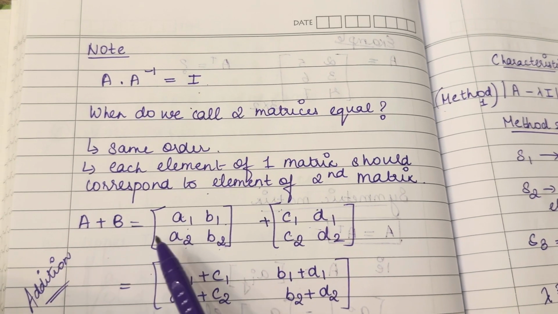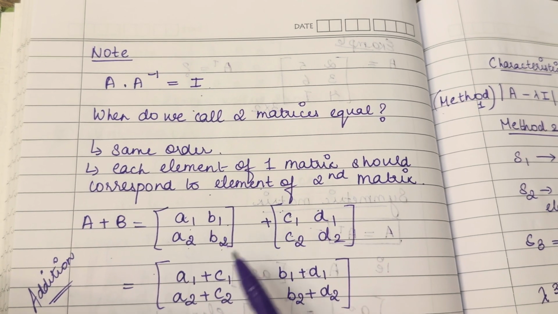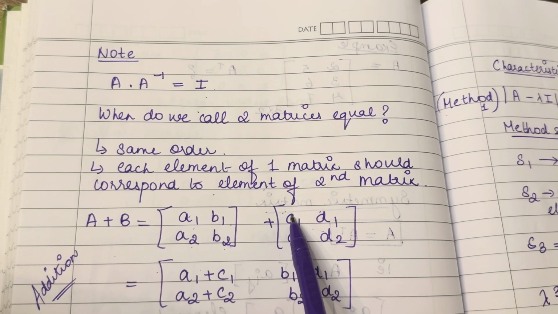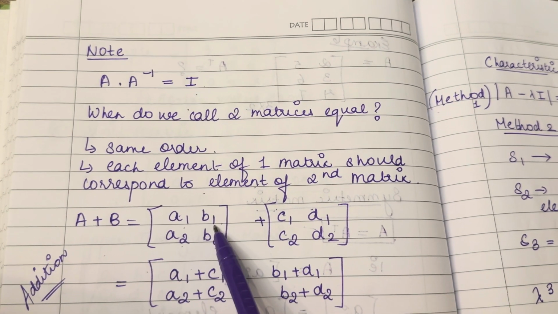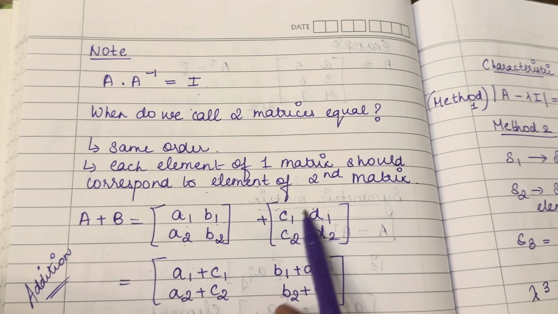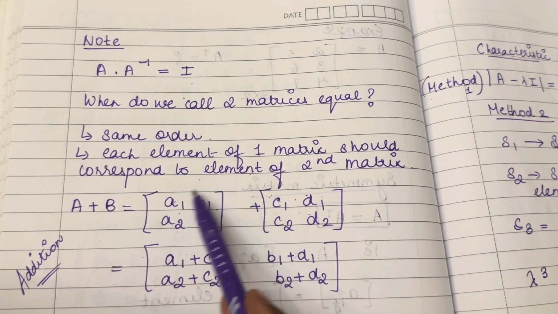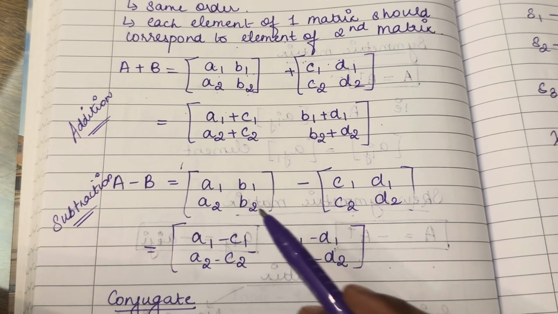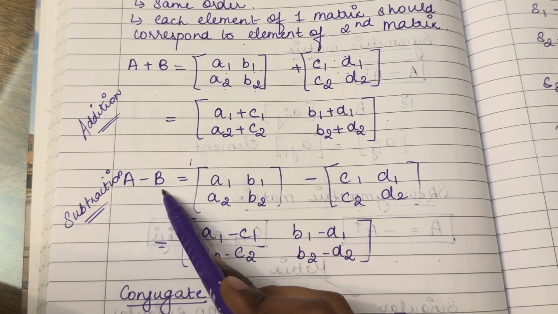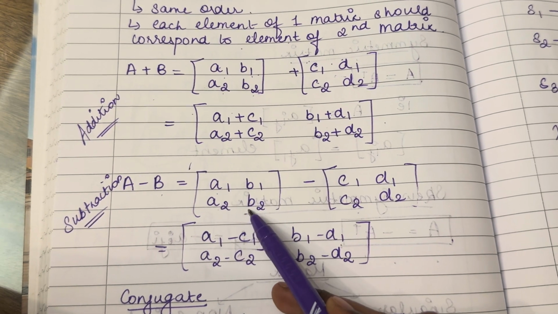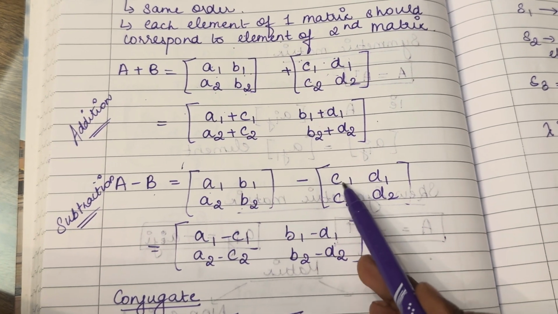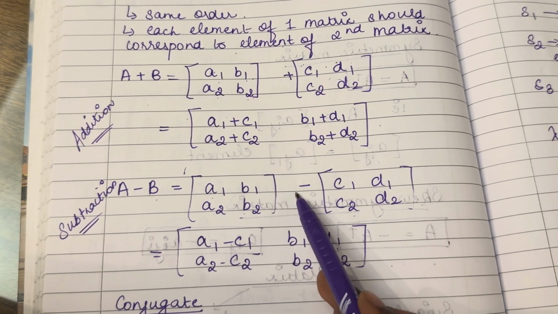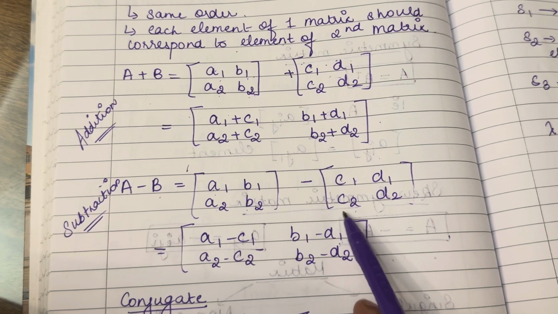In addition, if we add two different matrices, it will be A1 plus C1. The first element is added to the first element of the second matrix, the second element is added to the second element of the second matrix. So the addition will take place like this. Similarly, in subtraction, what we'll have is A minus B. A1, B1, A2, B2. Let's consider this as one matrix, this as another matrix. The first element of the first matrix minus the first element of the second matrix.